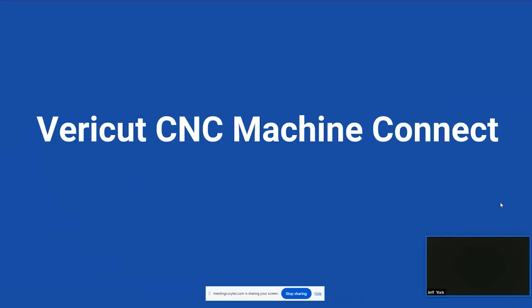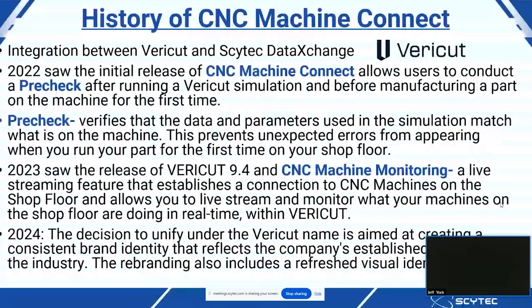Next, I will be discussing what was released this year for Vericut CNC Machine Connect. Now, for those of you that don't know, Vericut CNC Machine Connect is the integration between Scytec DataXchange and CG Tech Vericut. And if you are new, or if you've been a longtime user of Vericut, you might notice that there's been some changes to the Vericut branding.